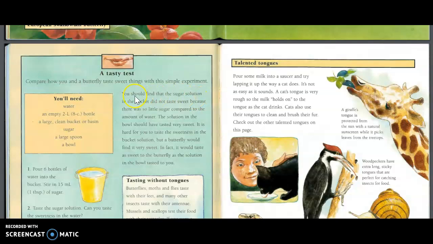You should find that the sugar solution in the bucket did not taste sweet because there was so little sugar compared to the amount of water. The solution in the bowl should have tasted very sweet. It is hard for you to taste the sweetness in the bucket solution, but a butterfly would find it very sweet. In fact, it would taste as sweet to the butterfly as the solution that you tasted in the bowl.